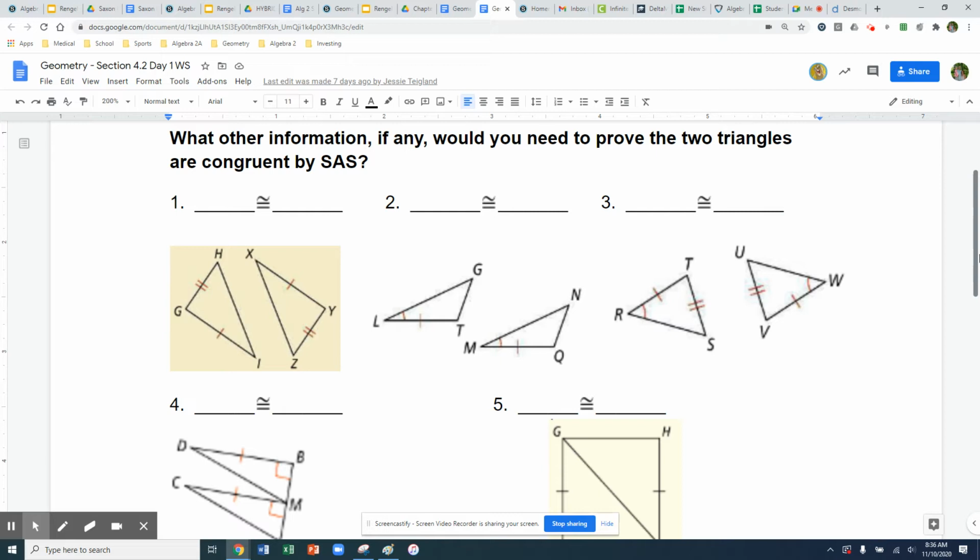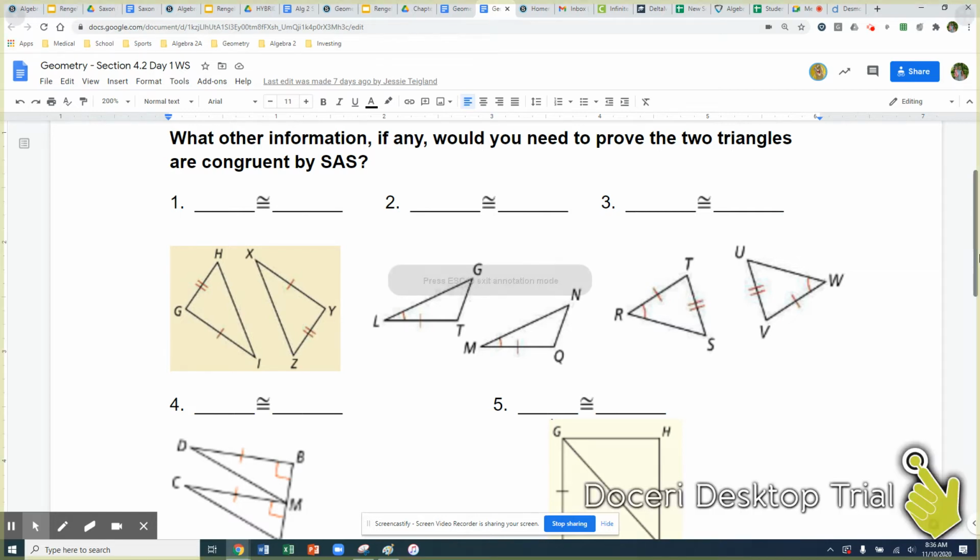We've got 2 triangles. I've got my 2 tick marks, 2 tick marks. I've got 1 tick mark, 1 tick mark. What else would I need to prove that these triangles are congruent by SAS? So I've got my side. What am I missing? The angle. Now the angle has to go into a specific place. It has to go between the 2 sides. So my angle would have to go here, and my angle would have to go here. So there's my 2 missing pieces. If I mark those, that's showing that those 2 need to be congruent.